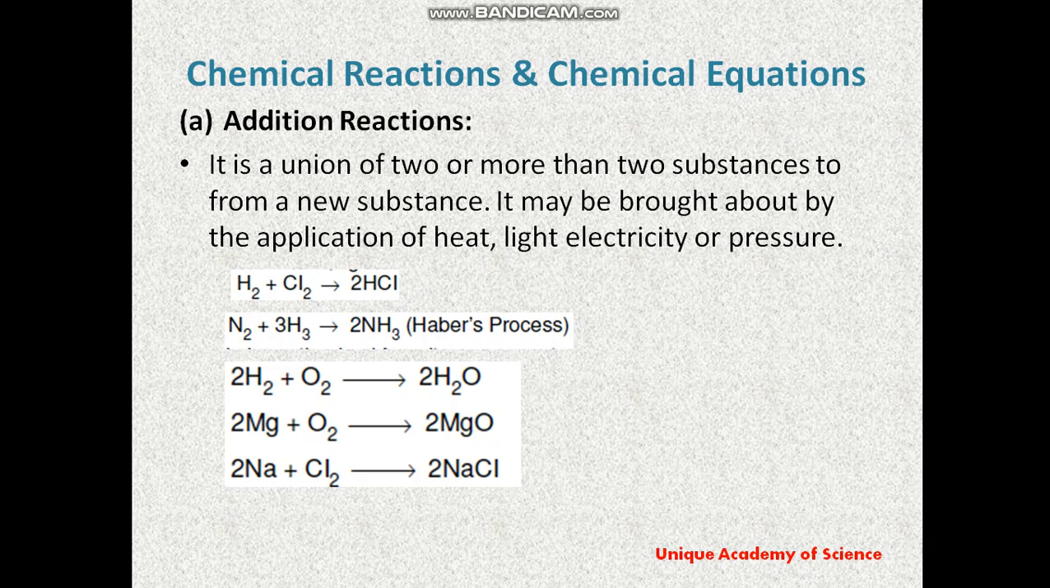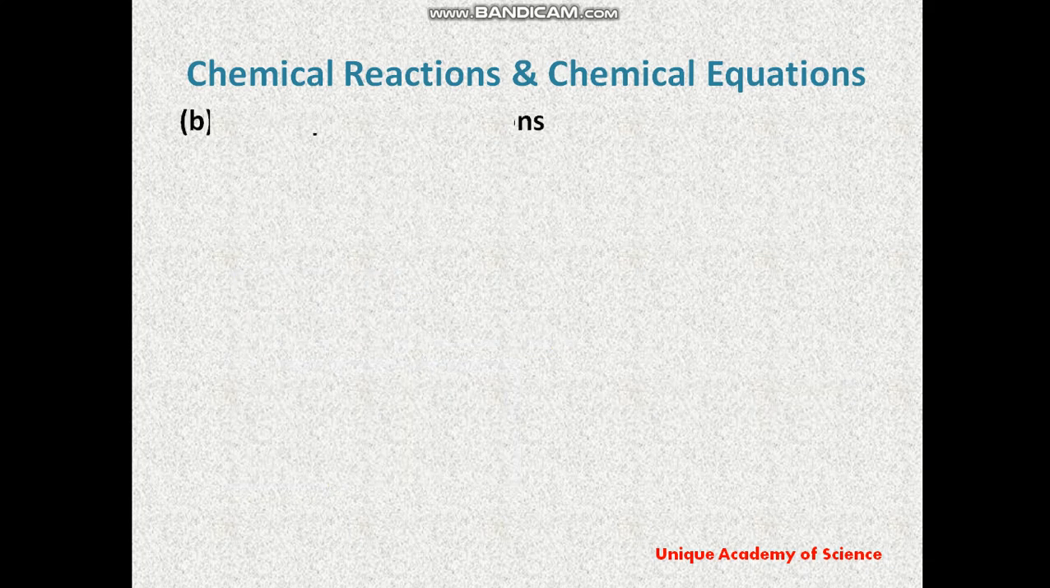Okay, so all the reactants are mixed up and make a single product. So this is known as addition reaction. Now another example, NH3, meaning ammonia, reacts with hydrochloric acid and makes NH4Cl. Another example, CaO, meaning calcium oxide, reacts with CO2 gas and makes calcium carbonate. So these are all examples of addition reactions.